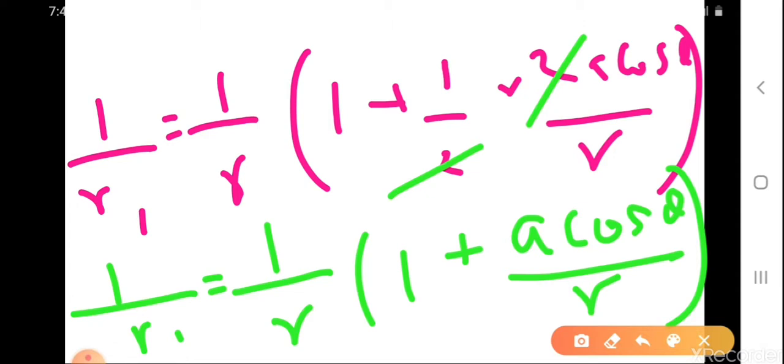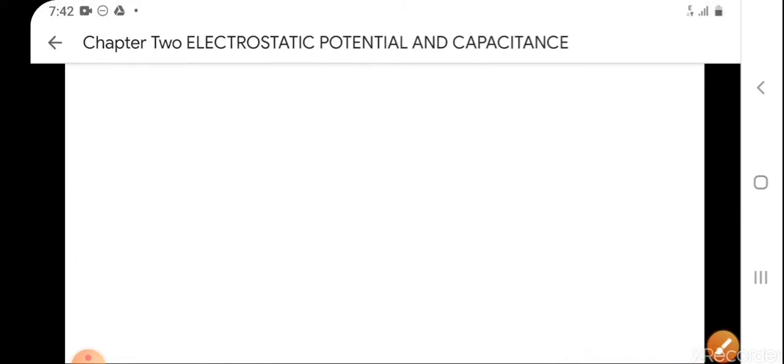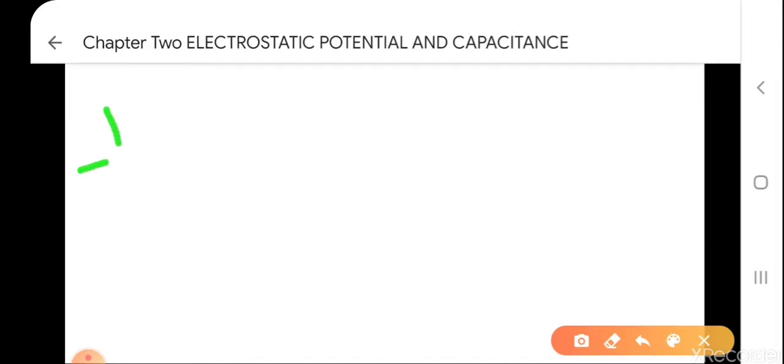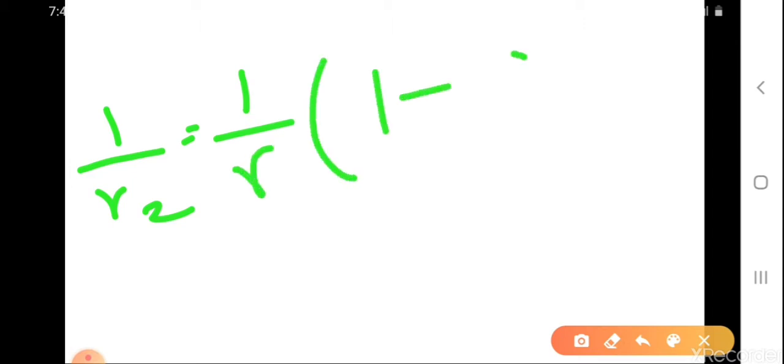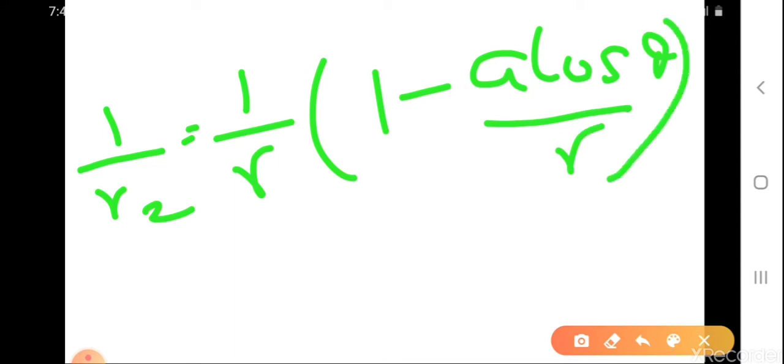Similarly, 1 by r2, the same thing will come. Instead of plus, we will be getting minus. Look at the notes. 1 by r2 is equal to 1 by r into 1 minus a cos theta by r. So we have got 1 by r1, we have got 1 by r2.